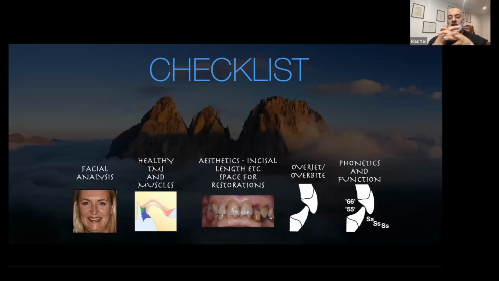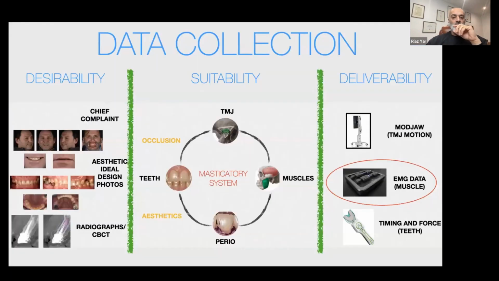So within our checklist and our analysis, we are doing a facial analysis. We are looking at the healthy TMJ muscles. We are doing an aesthetic analysis and looking at the overjet overbite with phonetics and function. Because in our data collection, we need to collect quite a lot of data. And the more data that we collect, the better we will deliver the end result.